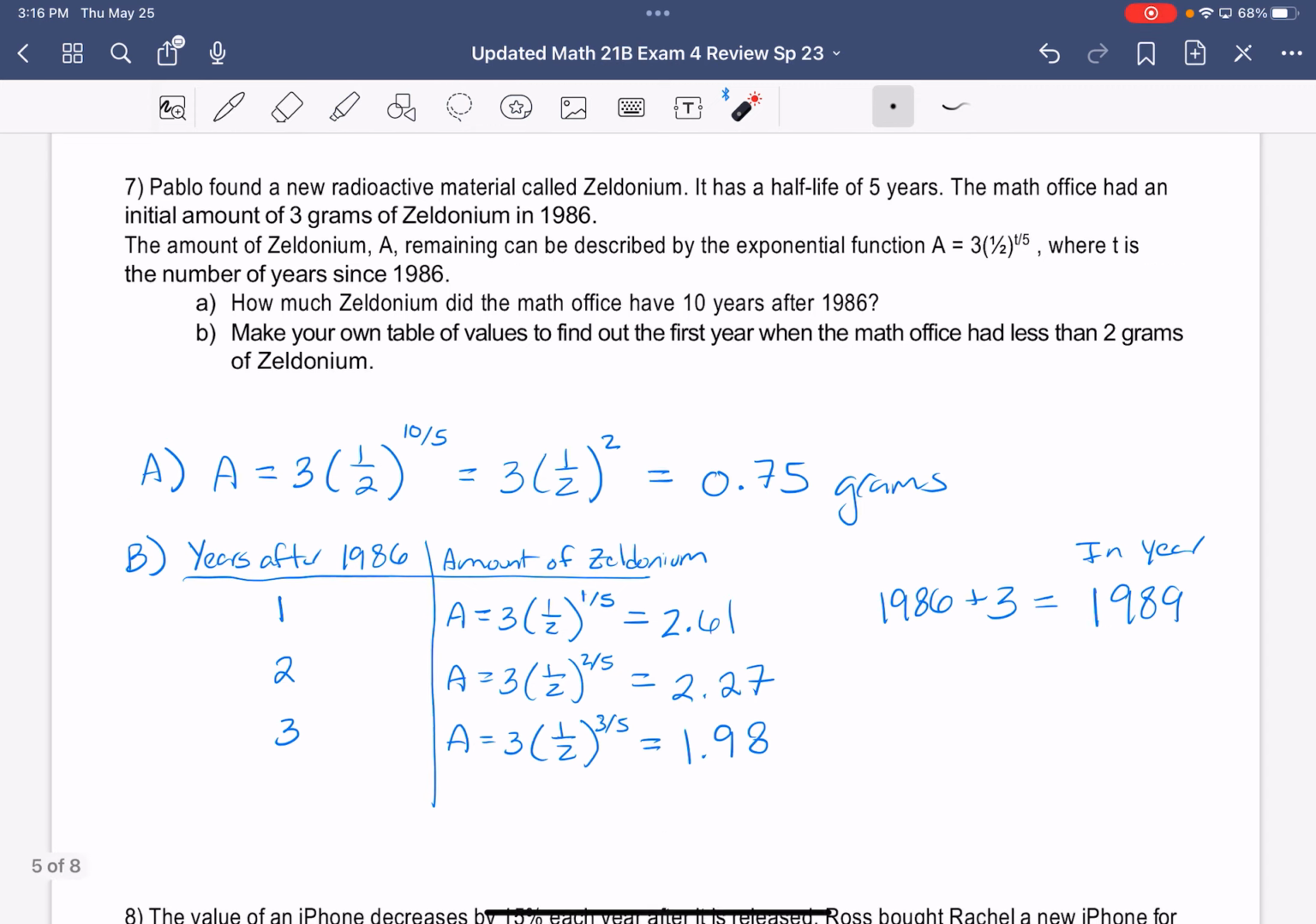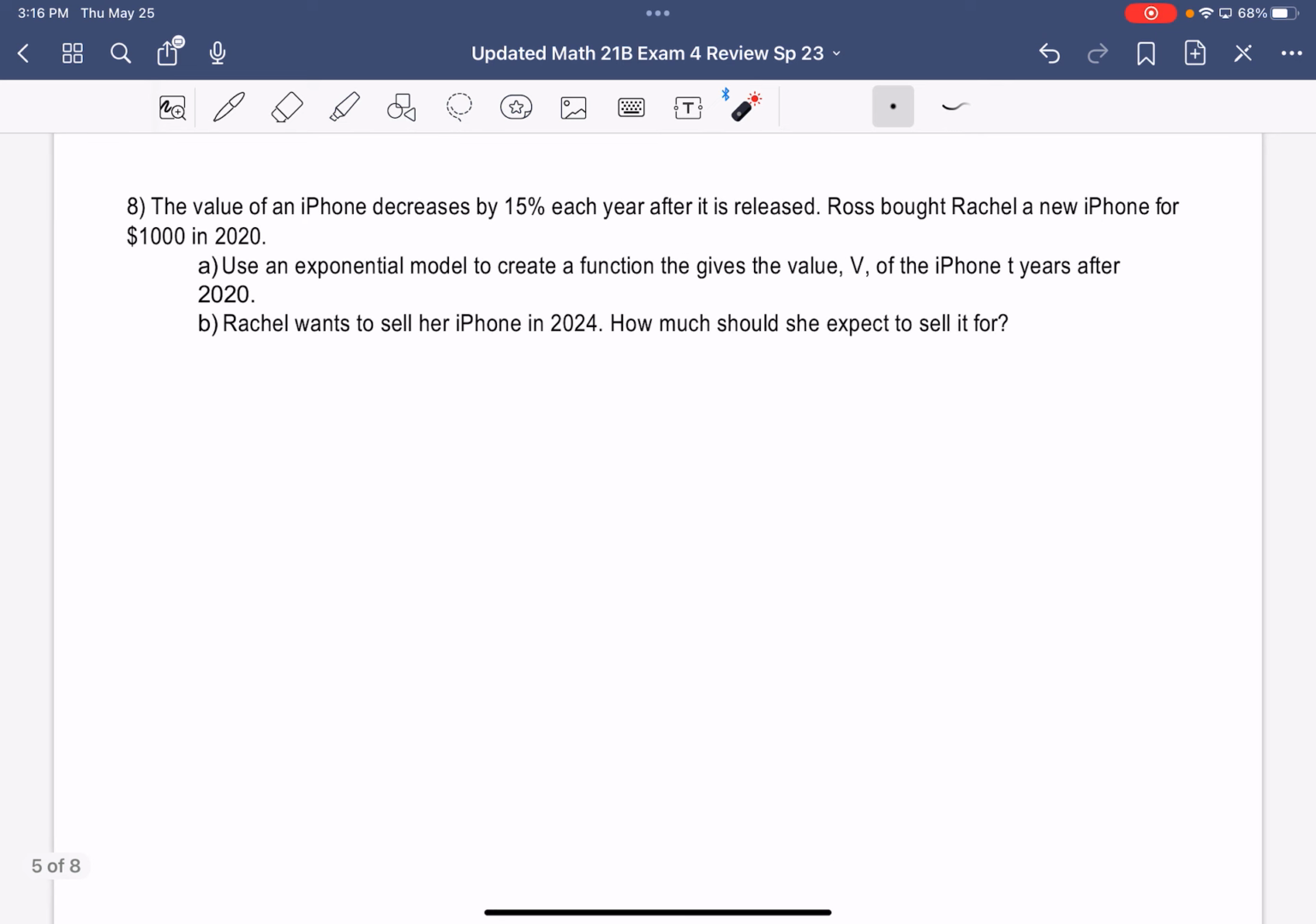Okay. Number 8. The value of an iPhone decreases by 15% each year after it is released. Ross bought Rachel a new iPhone for $1,000 in 2020. Part A. Use an exponential model to create a function that gives the value v of the iPhone t years after 2020. Okay. So, let's start with that.